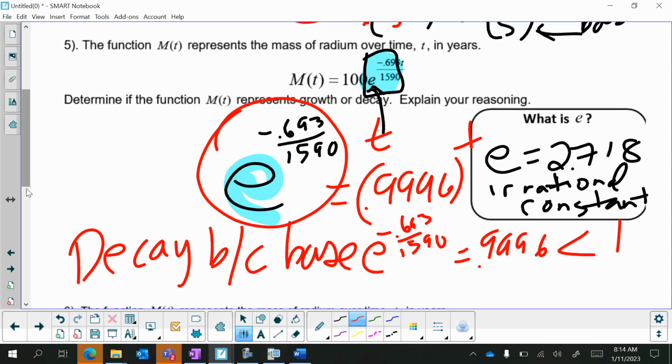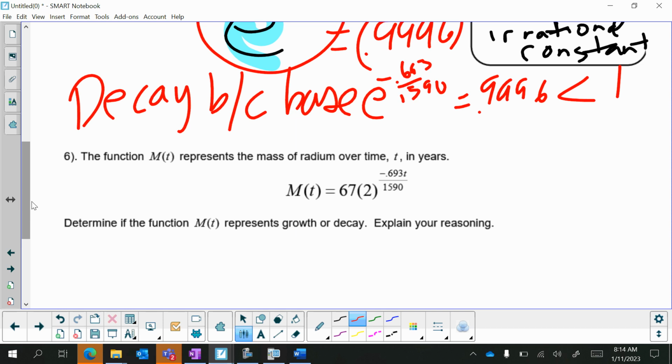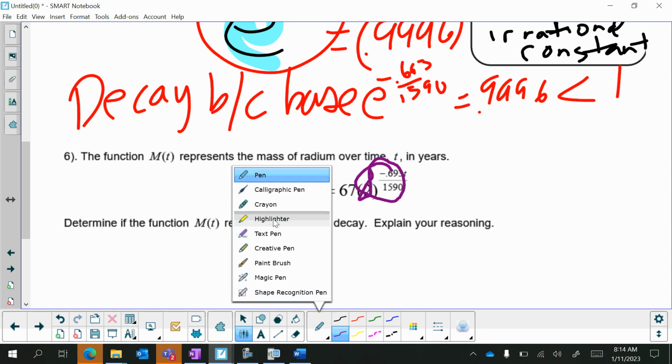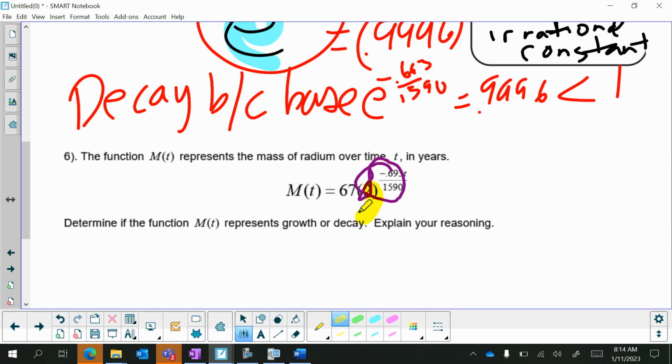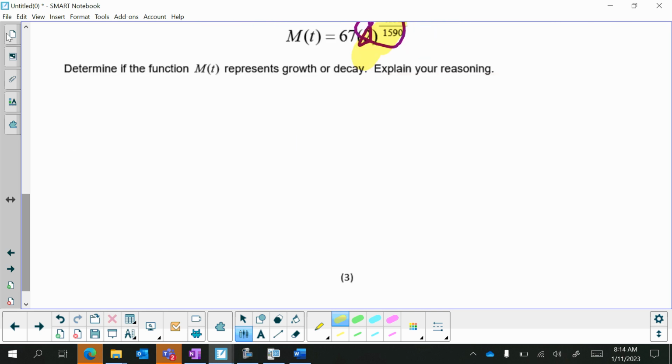I want you guys to finish this worksheet now. Go down to number 6, try it. 6 is going to be just like the one I just did. You're just going to take your base, which is 2, and raise it to the exponent. Sorry, that was ugly. But basically, again, same thing. You're going to try this one, 2 to the negative 0.693, see if it's growth or decay. And then after that, you're going to go on to the practice and keep going.